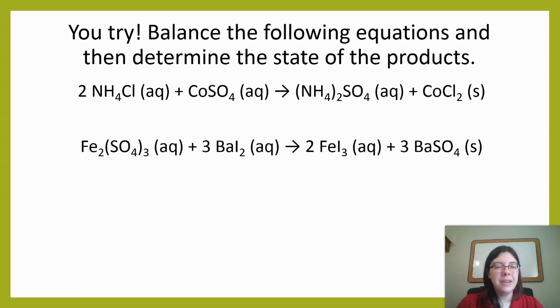And then for our second problem, we need to figure out the solubilities. If you look on that solubility chart that you have, the iron iodide product is going to be aqueous, and the barium sulfate is going to be the solid that forms. For balancing this, we have 2 iron on the reactant side, so we need 2 on the product side. So I put a coefficient of 2 in front of the iron product. From there, we need to balance out the iodine. We have 6 on the product side, so we need 6 on the reactant side as well. So we put a 3 in front of the barium iodide. And then finally, to finish up, a 3 in front of the barium sulfate product.